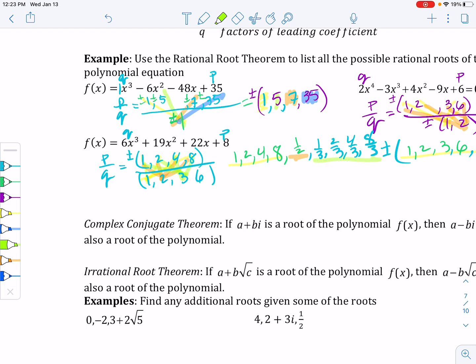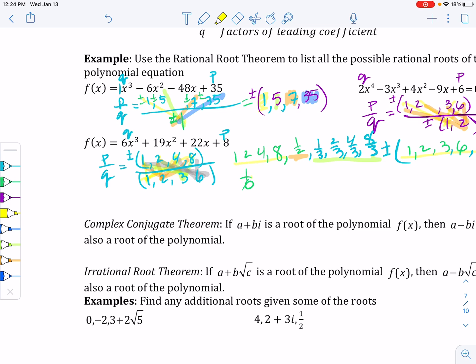And then I can do everything divided by the 6. So 1/6, 2/6, 4/6, 8/6. So 1/6 we don't have. 2/6 reduces to 1/3, which I already have. 4/6 reduces to 2/3, which I already have. And 8/6 reduces to 4/3, which I already have. So then I only get, oh, sorry, not 1 half, 1/6.